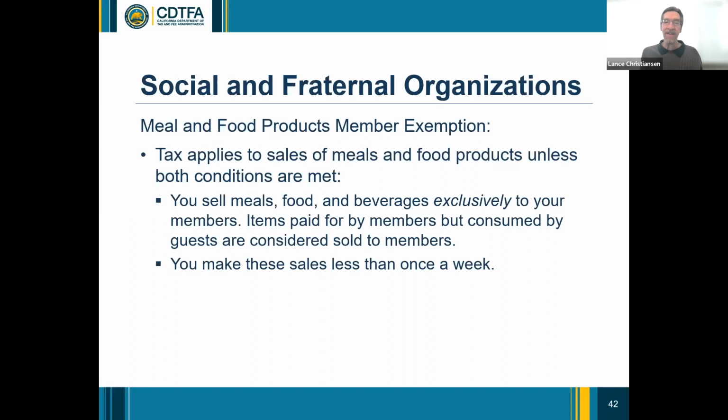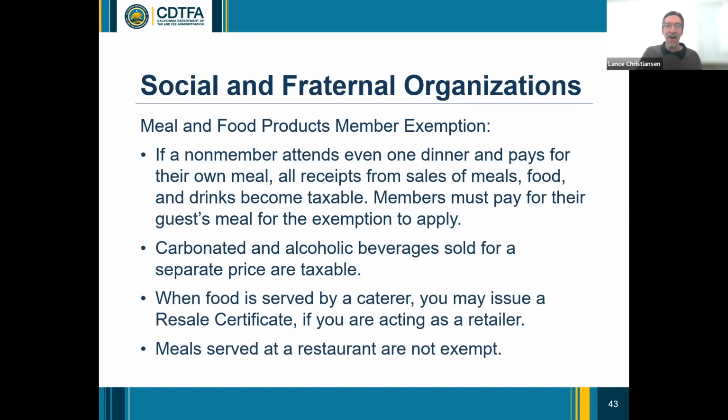And that is being done less than once a week. So you have a monthly banquet, for instance. Those meals you don't have to charge tax on, but it's only for members. It can't have the general public coming in. If the general public does come in, you need to pay for their meal. So if a non-member attends even one dinner, pays for their own meal, then guess what? It makes all the meals to your members taxable too. So just pay for them. If you have a guest speaker, pay for that guest speaker's meal. Then you can not tax anything.